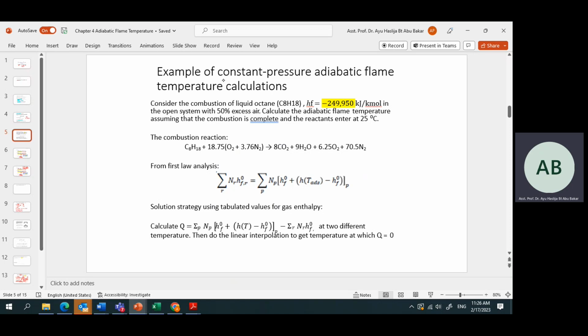Now we go for one example, constant pressure. Consider the combustion of liquid octane, with the heat of formation from table A26, in an open system with 50% excess air. Calculate the adiabatic flame temperature, T adiabatic, assuming that the combustion is complete and the reactants enter at 25 degrees C.